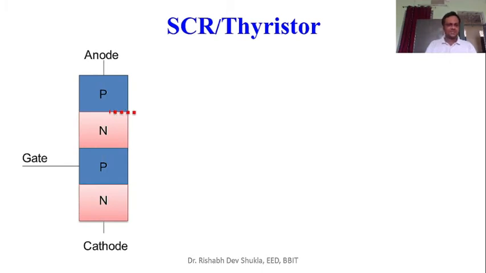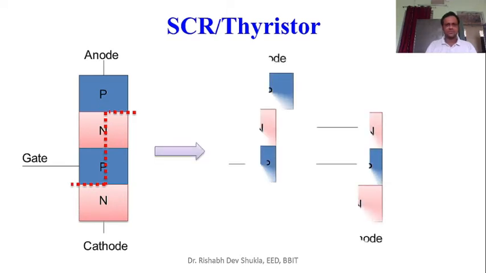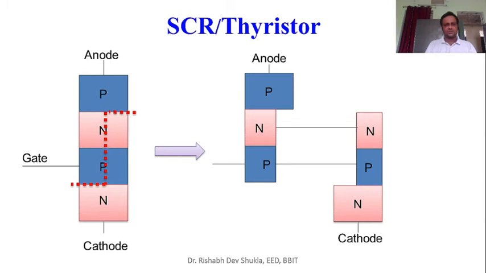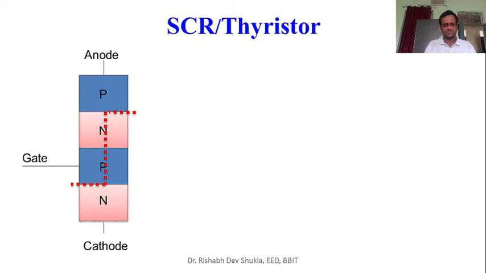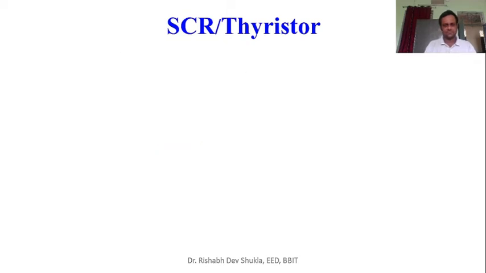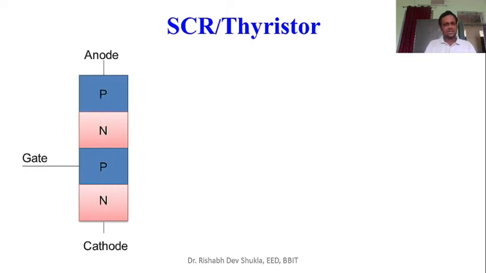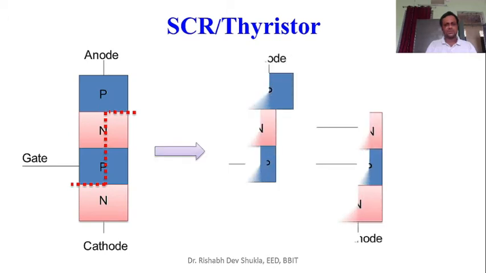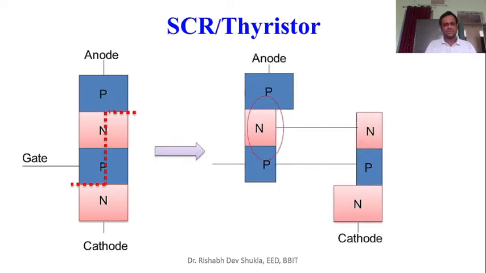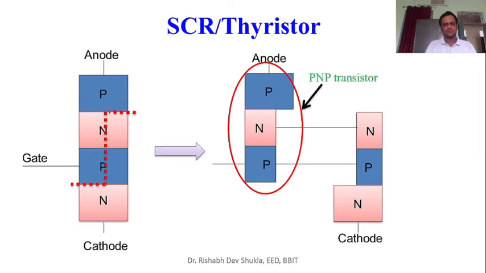If we are intersecting this thyristor just like this, we can find 2 virtual transistors to be found here. If you are intersecting the SCR in the middle, we can find 2 virtual transistors here. One transistor is your PNP transistor and another transistor is your NPN transistor.